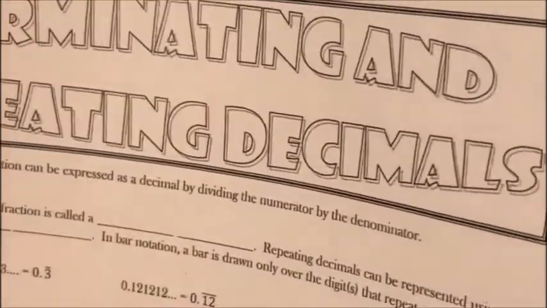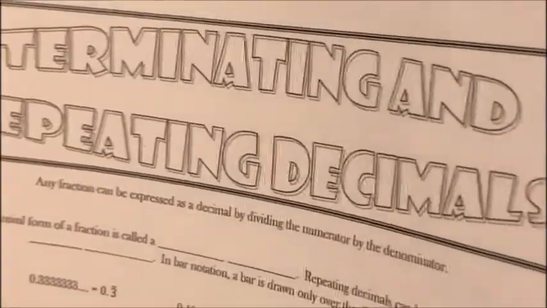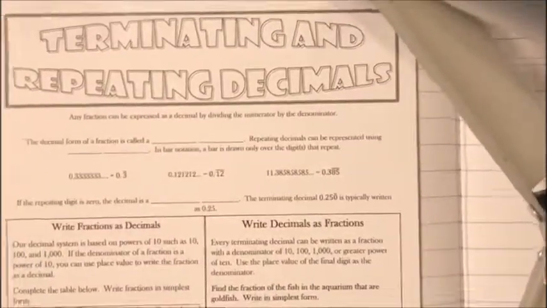On page 66, you're going to glue in terminating and repeating decimals. So this goes on page 66, terminating and repeating decimals. That goes on page 66. Page 67, you're going to leave blank.